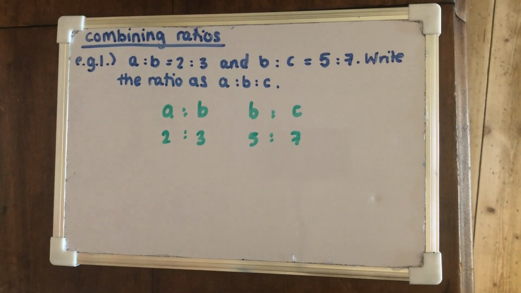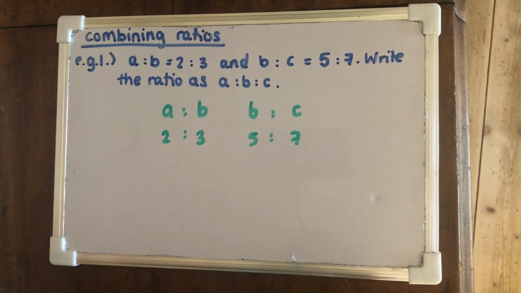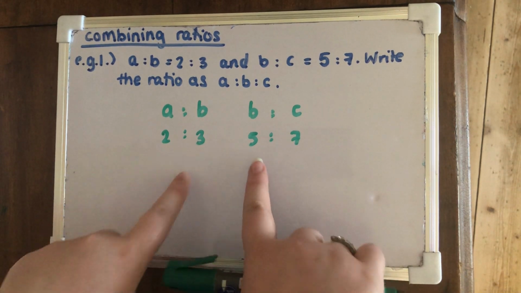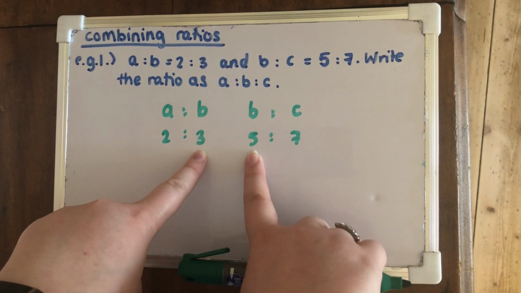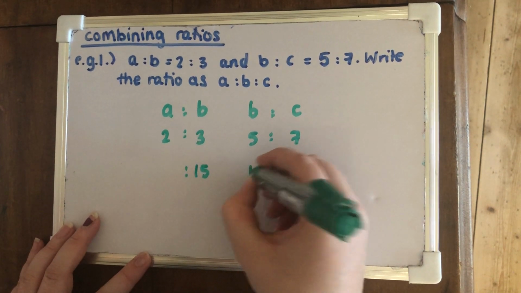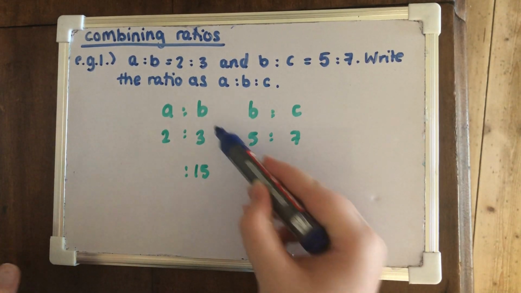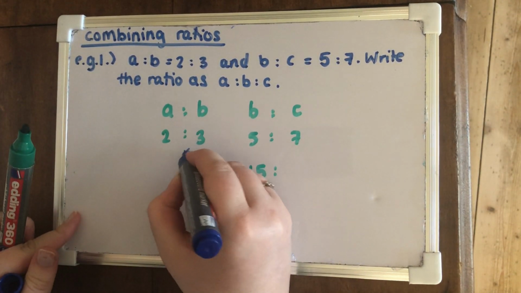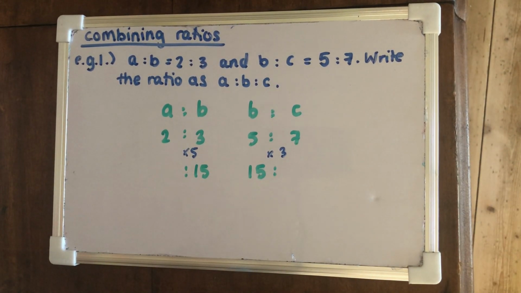Now whatever value B is, it's not going to be 5 and 3, it'll be a larger number, but it must be the same for both of the ratios, otherwise the ratios wouldn't work. So I'm going to look at these two numbers here, 3 and 5, and think what bigger number both 3 and 5 go into, which would be 15. So I'm going to make them both have 15 for B. For the first one, I need to multiply 3 by 5 to get 15, and I need to multiply 5 by 3 to get 15.